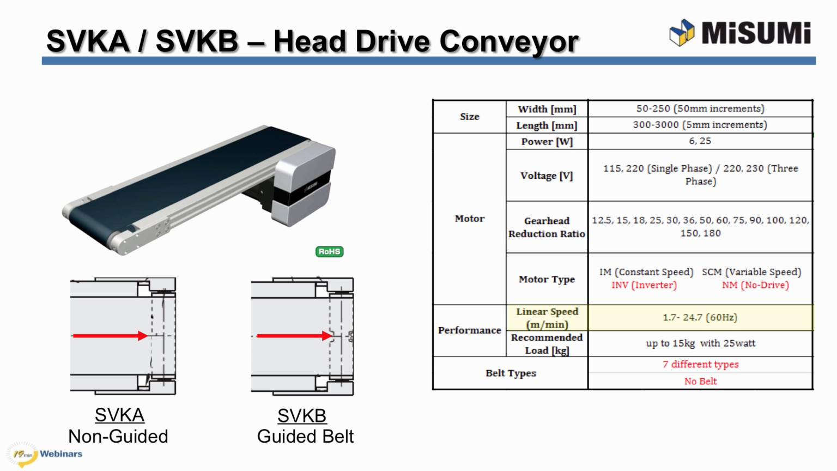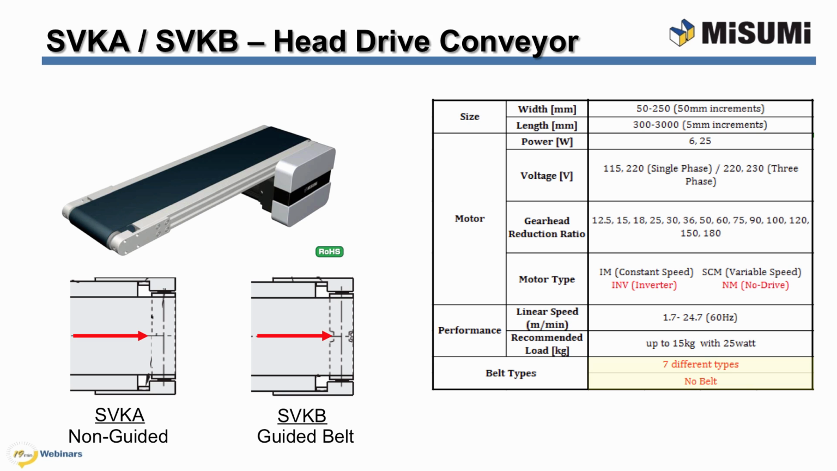Linear speed of this conveyor will depend on the gear ratio selected. 1.7 meter per minute would be the slowest when using a 180:1 ratio, and 24.7 meter per minute will be fastest using a 12.5:1 ratio gearbox. Recommended load is up to 15 kilograms with 25 watt. There are 7 different types of belt options available. We will discuss these belt options a little later when we talk about alteration. A conveyor with no belt can also be selected if you like to purchase a special belt.